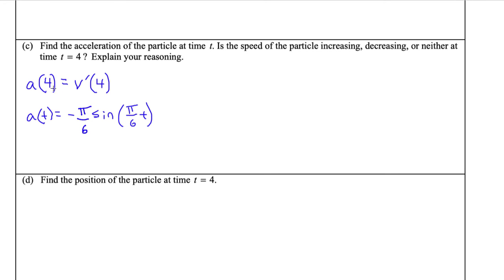And then we're going to plug in 4. So I kind of want to color code this to make it pop. So now I can come back here and say, oh, I can plug in 4 here, and that's going to be negative pi over 6 sine of pi over 6 times 4. And I guess I can put that all in parentheses. And what is that going to be? So pi over 6 times 4 is 2 pi over 3.